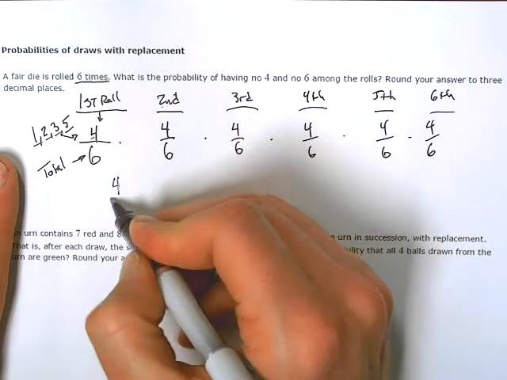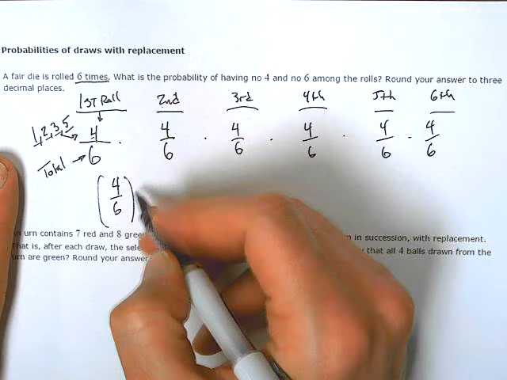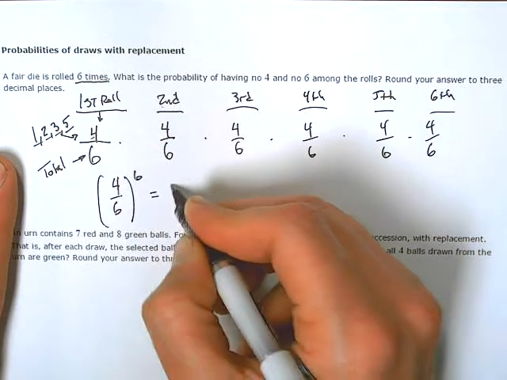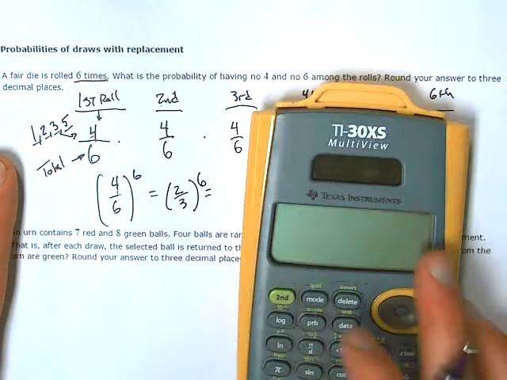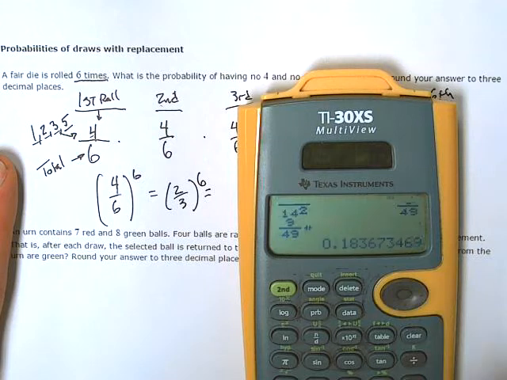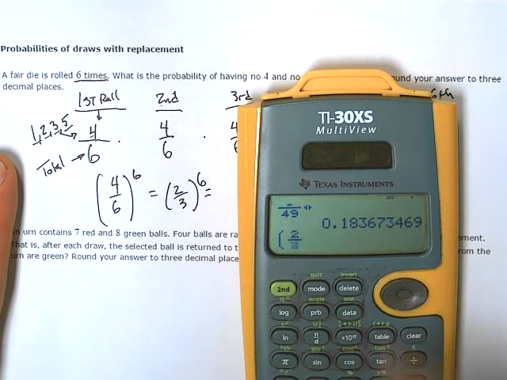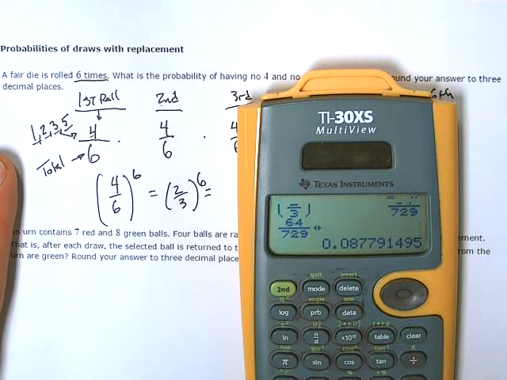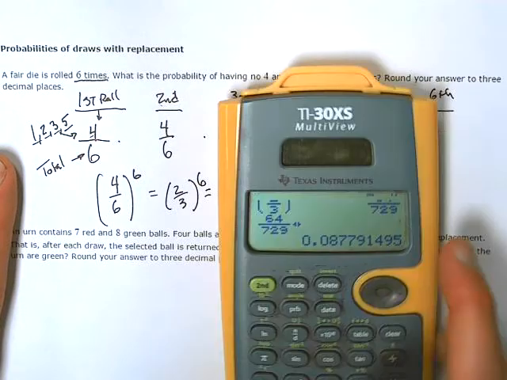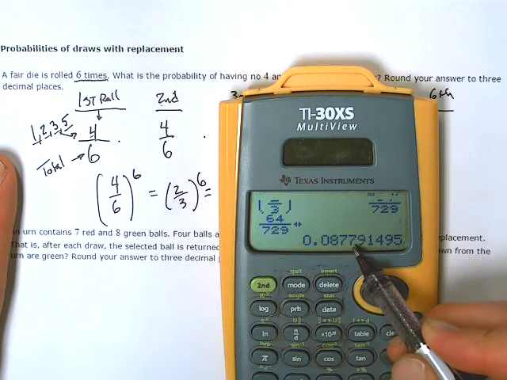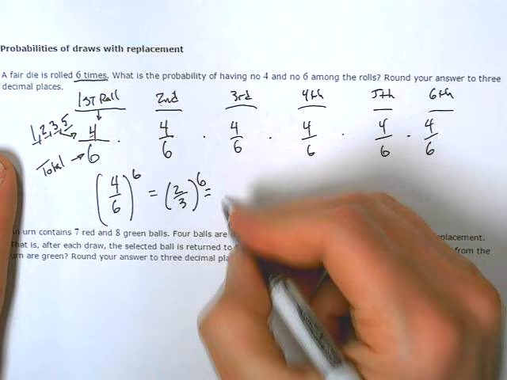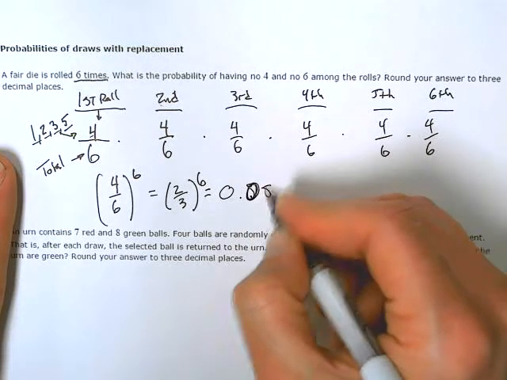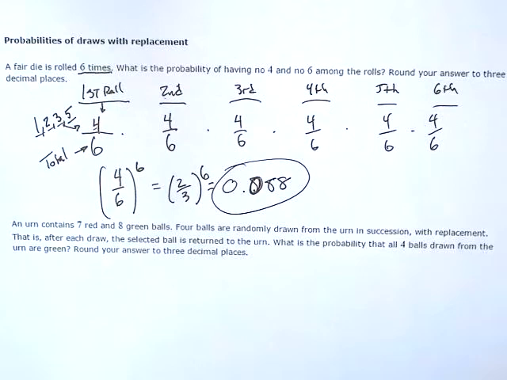So the faster way of doing that would be 4/6 to the 6th power, or 2/3 to the 6th power. If I use my calculator and round to 3 decimal places, we should have this licked. So 2/3 to the 6th, and change that to a decimal. To the nearest 3 decimal places, that'd be 0.087, but that 7 is going to round that up to an 8, so 0.088. 0.088 would be my probability for that one.